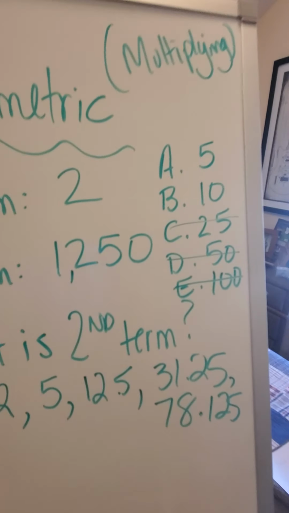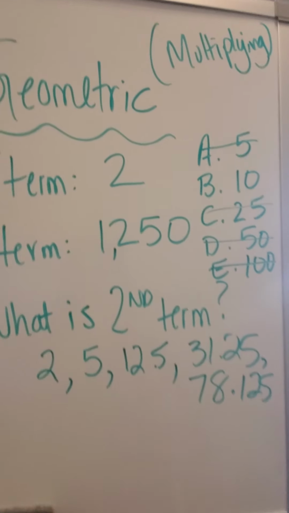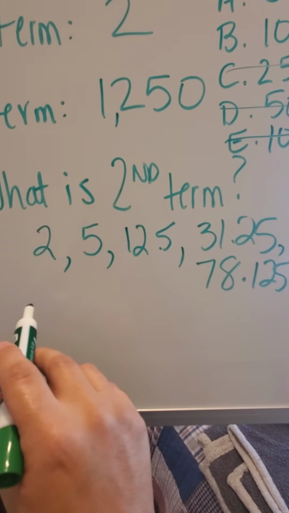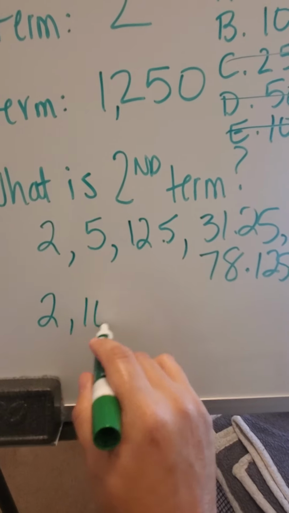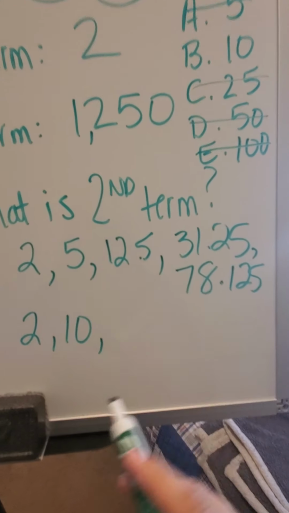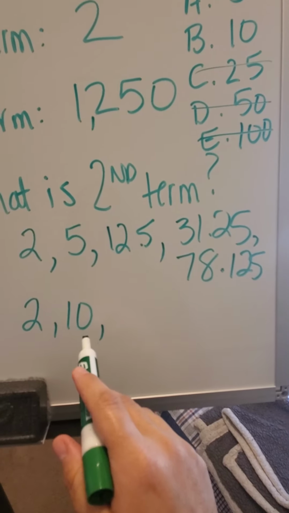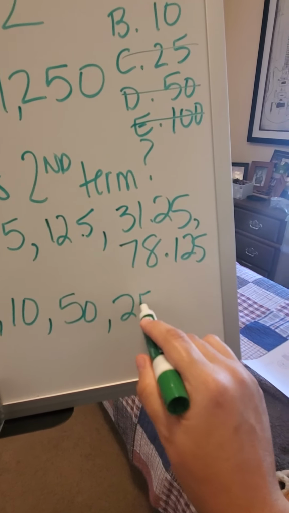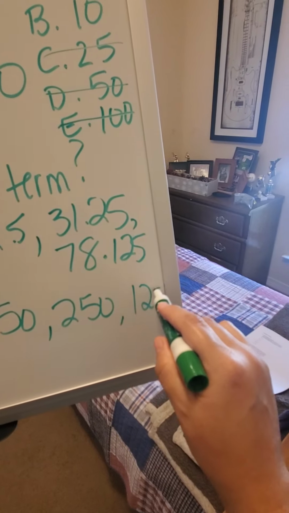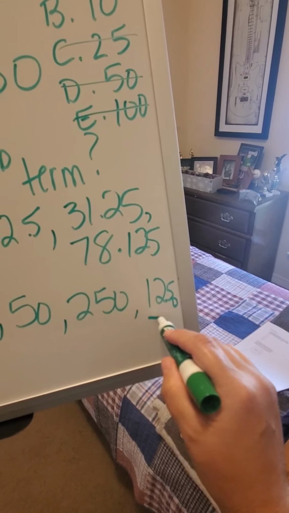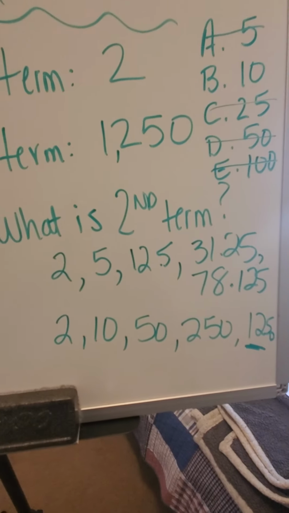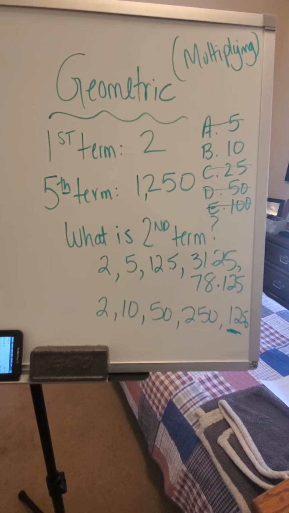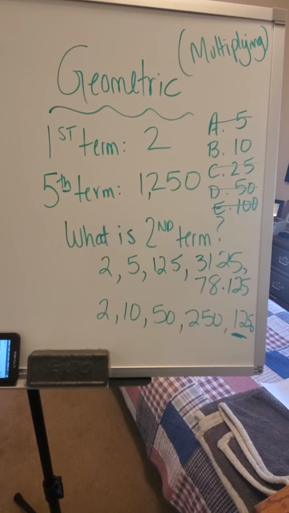So I can rule out A. It's going to be B. Now let me show you why it's B. I know you're thinking, well, I've got to go up a lot. If my first term is 2 and my second term is 10, which is what B says, then I'm multiplying by 5. 10 times 5 is 50, times 5 is 250, times 5 is 1250, which is what I'm looking for as my fifth term. So your answer is B. That's the easiest way to do it with multiple choice.